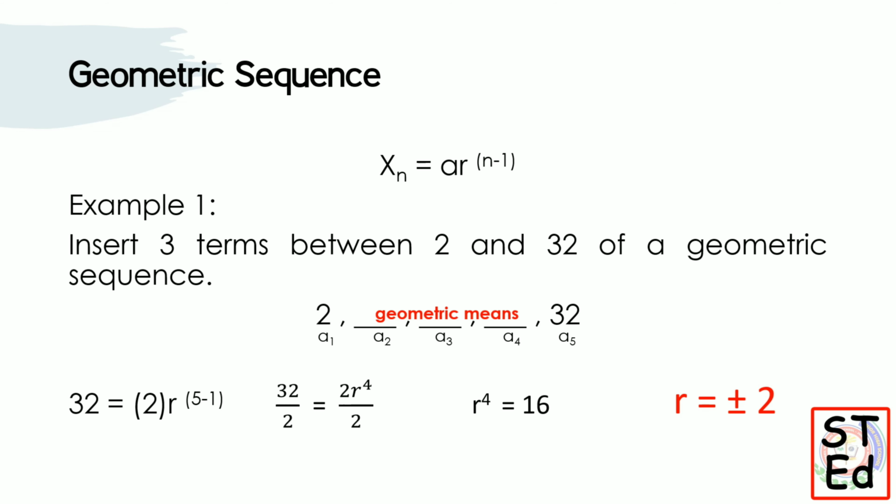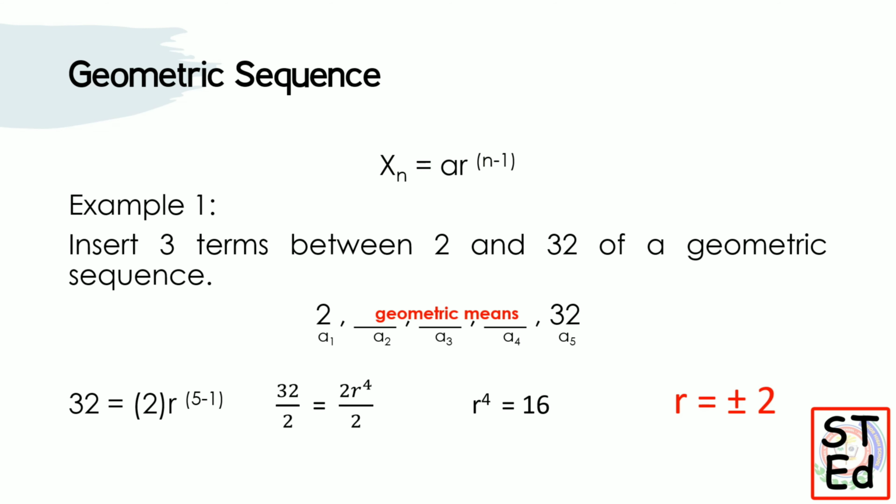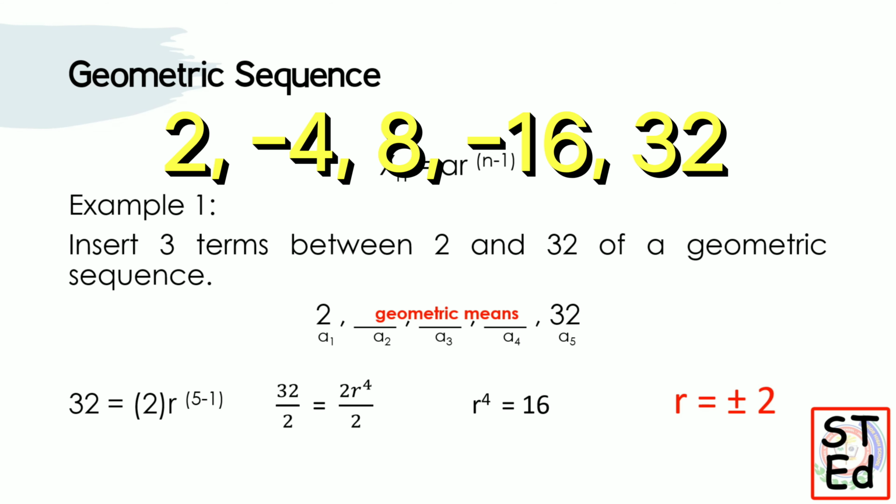Why is that so? Using positive 2 as common ratio, the sequence becomes 2, 4, 8, 16, and 32. On the other hand, using negative 2 as common ratio, the sequence becomes 2, negative 4, 8, negative 16, and 32. Both common ratios will still get the same terms.